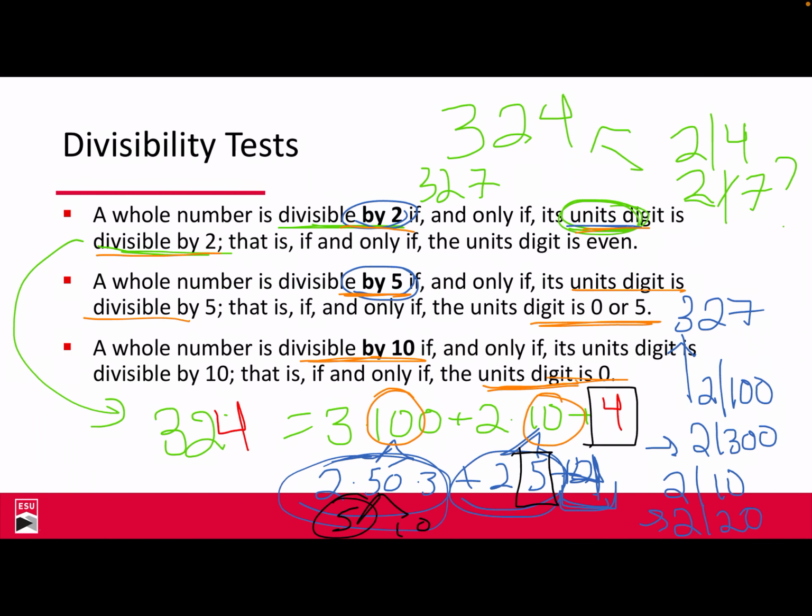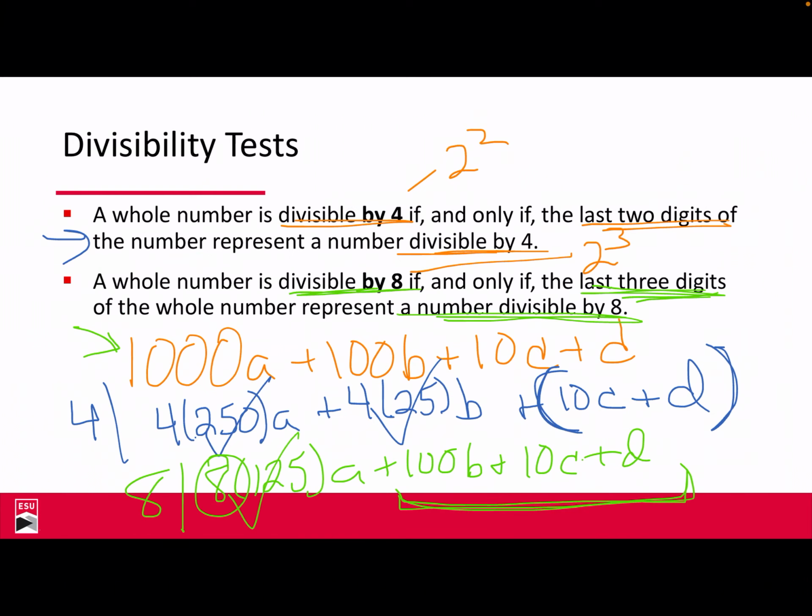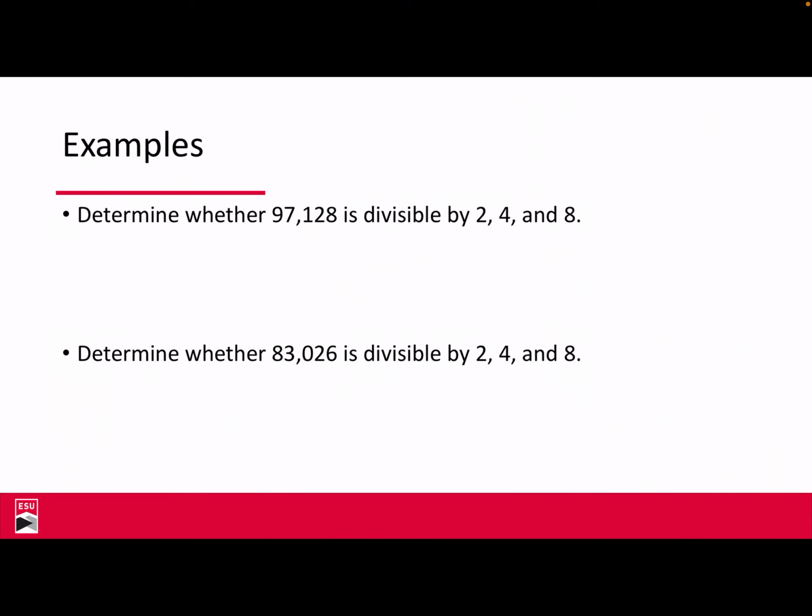So if we're looking at 2, 5, and 10, we only need to look at the last digit, because every place value higher than the ones, tens, hundreds, thousands, and so on, is divisible by 2, 5, and 10. Now if we're looking at 4 and 8, because in the case of 4, hundreds, thousands, and so on is divisible by 4, we have to check the last 2 digits. But because the 1,000 is the first place value that is guaranteed divisible by 8, we have to check the last 3 digits.